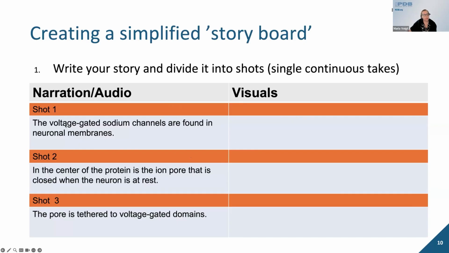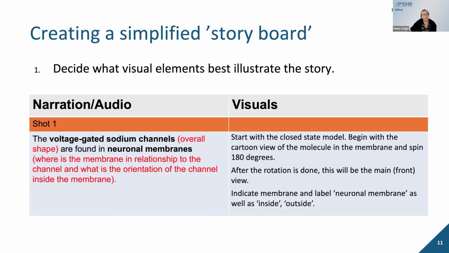And we're going to be working with shot one from now on. So I'm going to explain everything based on shot one, but you basically repeat it for each of the shots. So we have shot one, and it says the voltage-gated sodium channels are found in neuronal membranes. So now we have the information, we have the words, we have the story.